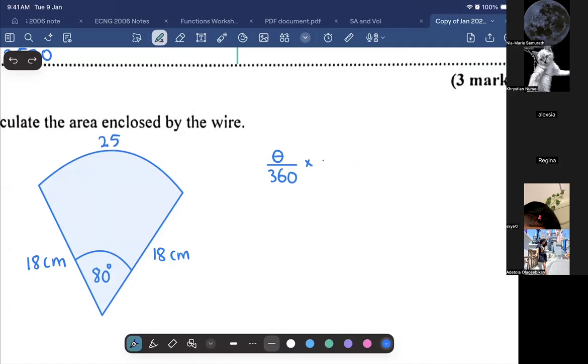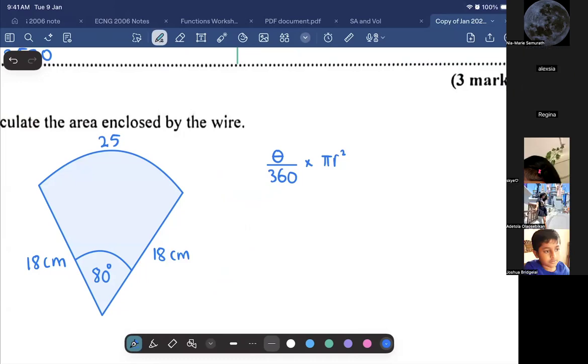The pi r squared. Perfect, pi r squared. Because think about it, guys. Isn't a sector just a fraction of the whole circle? So if you want to find the area of a sector, you need to find the area of the whole circle and just find the fraction of the circle. And that'll tell you what the area of the sector is. That makes sense or not?